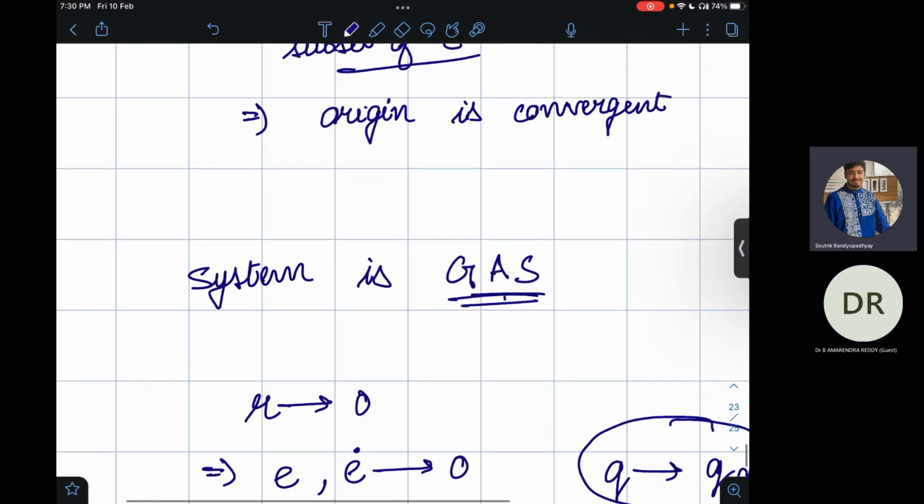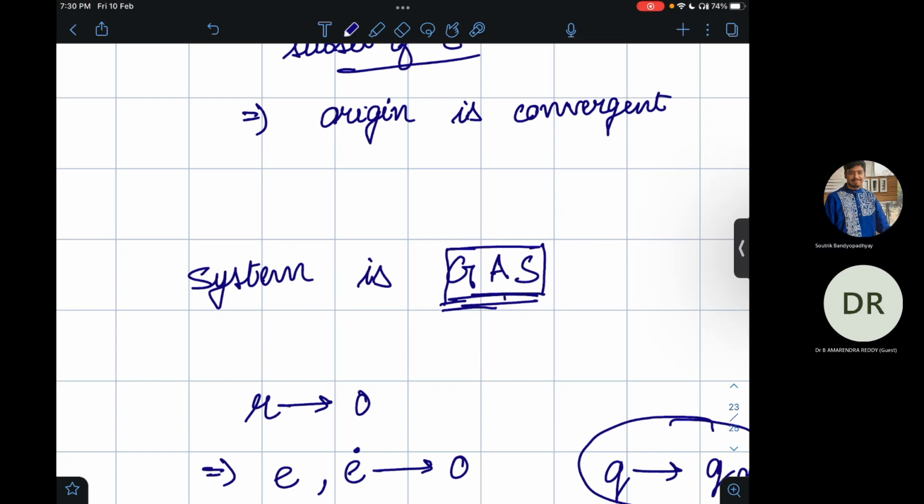So the system is globally asymptotically stable. Global because the Lyapunov function we had considered was radially unbounded. Asymptotic because we have applied LaSalle's result. And stability due to the fact that the Lyapunov function is negative semi-definite, but using LaSalle's, we have made it asymptotically stable as well. Is that clear? Yes, sir. Okay. Cool.